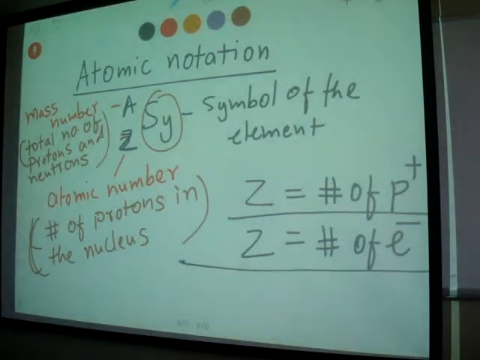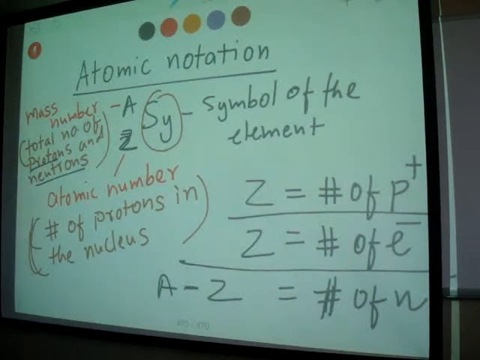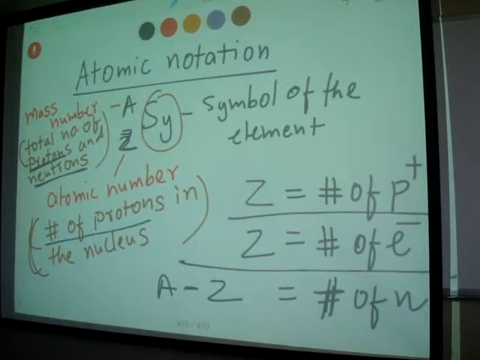Okay. Now, how do we find the number of neutrons? What we do? A gives the number of protons and neutrons. So A minus Z. When you subtract A minus Z, you get the number of neutrons, because A number gives the number of protons plus neutrons, minus the number of protons, you get the number of neutrons in that particular element. Alright? So let's practice on one of that.